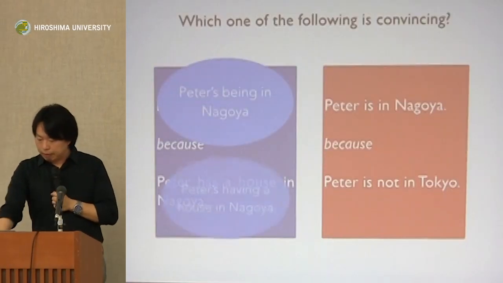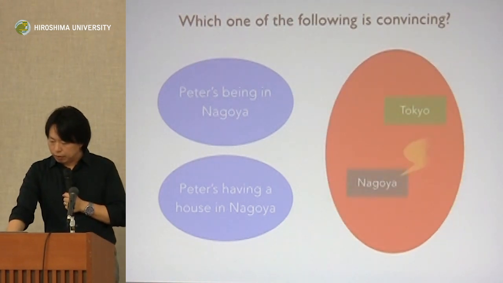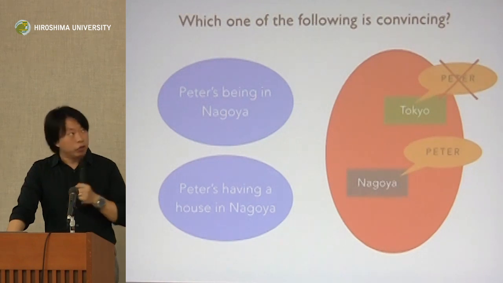This is a very simple example, a very simple case, but it shows that still a lot of people don't understand what is evidence, what counts as evidence, what counts as something that can support your claim, support your hypothesis. So if Peter is in Nagoya, Peter is in Tokyo has to be false.